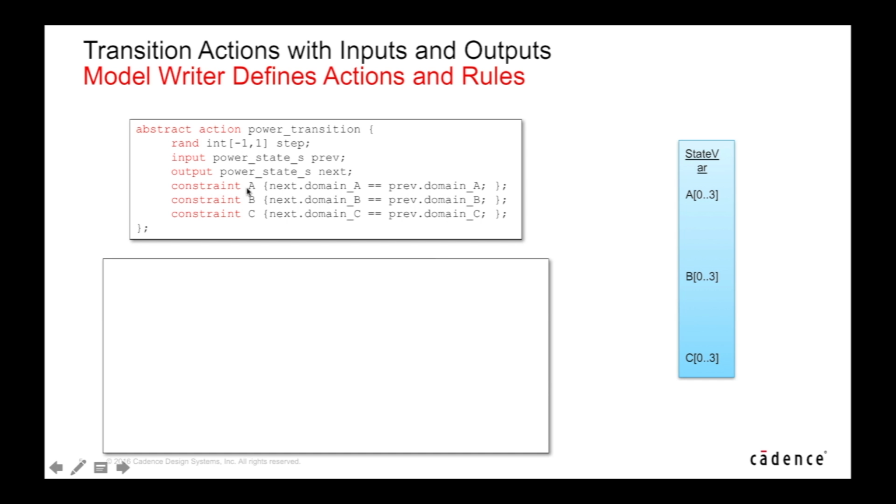These are named constraints. The next value is exactly like the previous. For B, it's the same. The domain B level is exactly the same as the previous, and domain C is exactly the same as the previous.